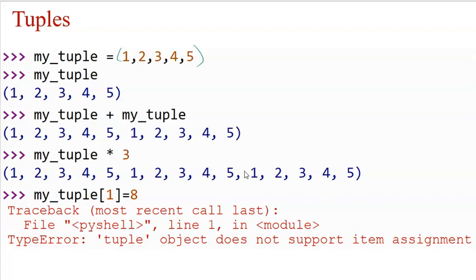So if you try to, let's say, change the element of a tuple, element index 1 to 8, Python is not going to let you do it. It says that the object does not support item assignment, which means it is an immutable object.